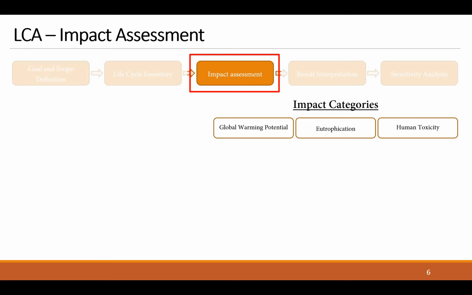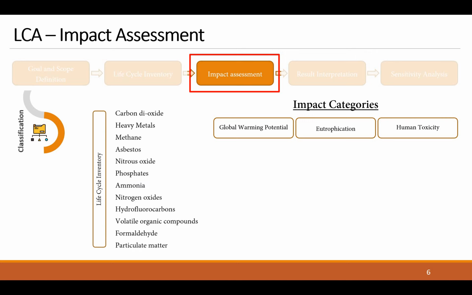So now let's go to the topic: how do we do the impact assessment? What is impact assessment and how do we do it? The first stage in impact assessment is classification. We first have to classify all the data we have from life cycle inventory into these impact categories.